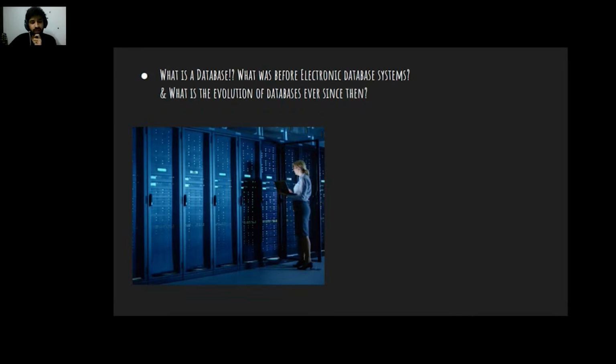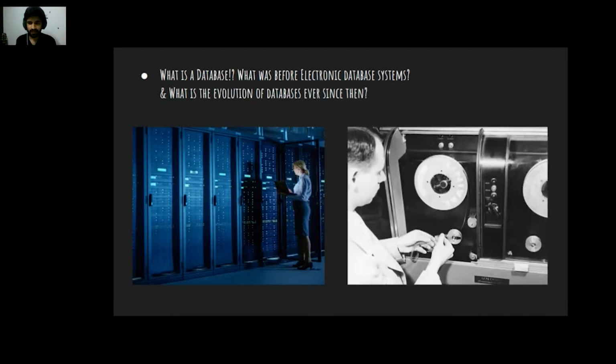But what about before electronic databases? The second question goes around that. So we used to have sequential storage, such as magnetic tapes. There were algorithms used for organizing data onto these magnetic tapes for fast access times. And the last question around databases was, what is the evolution of databases ever since then? There were various punch card formats that were also popular, which allowed optimal reads and writes.